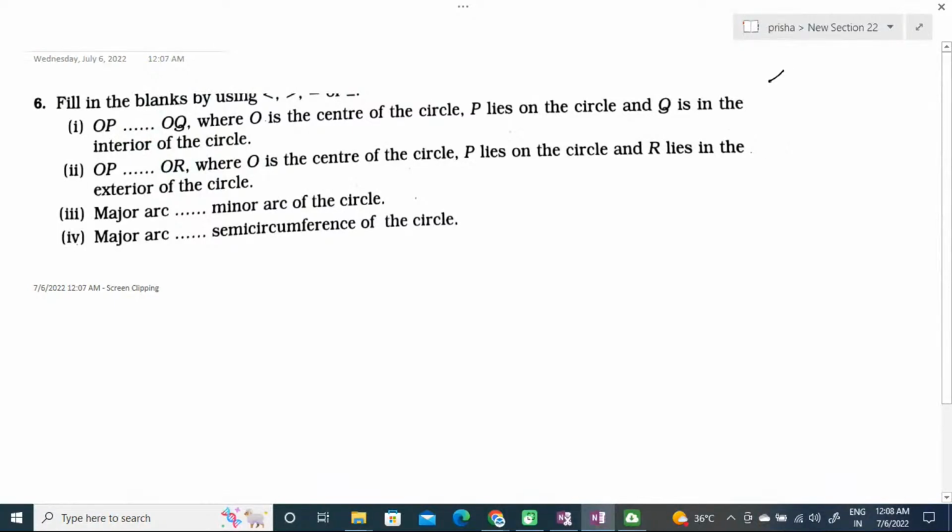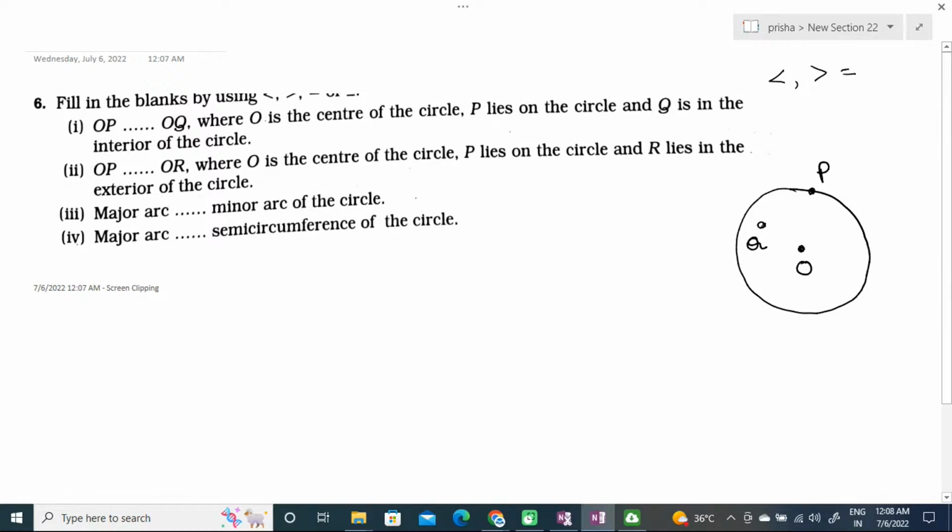Now we have to fill with greater, smaller, and equal. OP is equal to OQ, where O is the center of the circle. This is the circle, and O is the center of the circle. P lies on the circle. There's a point P which lies on the circle. Q is in the interior of the circle. Q is inside the circle.